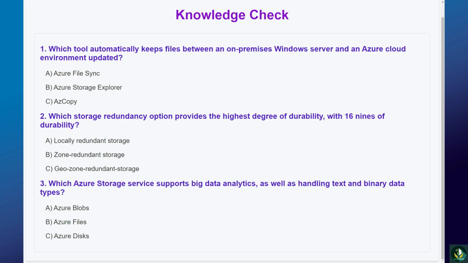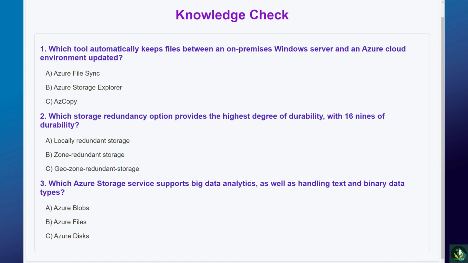Which storage redundancy option provides the highest degree of durability, with 16 nines of durability? Correct answer: C. GeoZone Redundant Storage. Explanation. GeoZone Redundant Storage, GZRS, offers the highest level of durability among Azure storage options. It combines the high availability provided by Zone Redundant Storage, ZRS, with protection from regional outages provided by Geo-Redundant Storage, GRS. This combination results in 16 nines of durability for your data, which is the highest offered by Azure Storage Services.